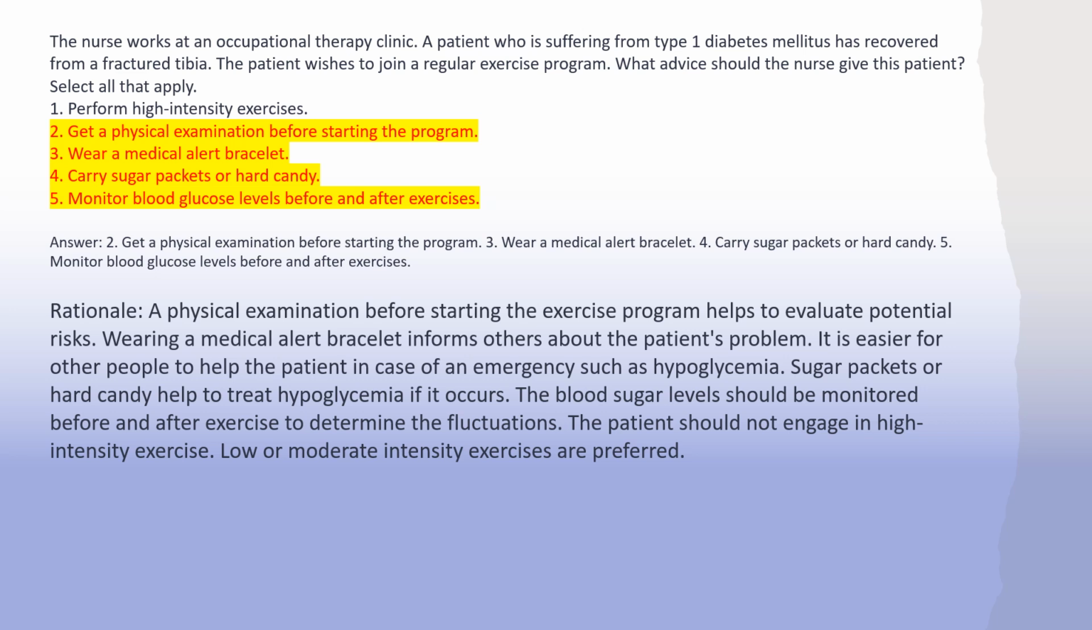Rationale: A physical examination before starting the exercise program helps to evaluate potential risks. Wearing a medical alert bracelet informs others about the patient's problem. It is easier for other people to help the patient in case of an emergency such as hypoglycemia. Sugar packets or hard candy help to treat hypoglycemia if it occurs. The blood sugar levels should be monitored before and after exercise to determine the fluctuations. The patient should not engage in high-intensity exercise. Low or moderate-intensity exercises are preferred.